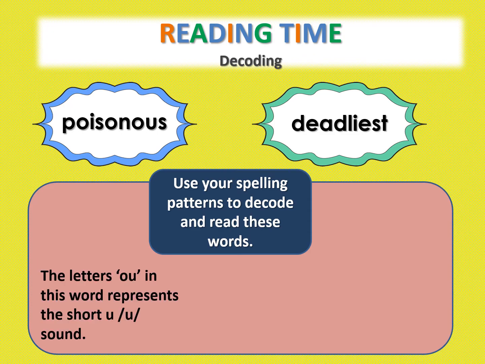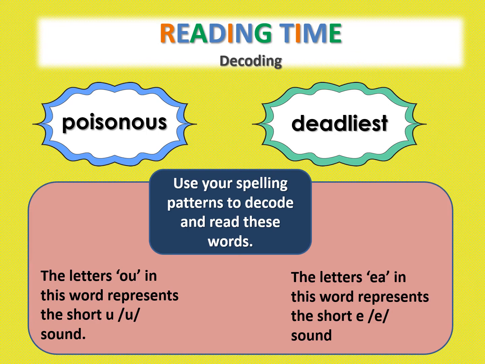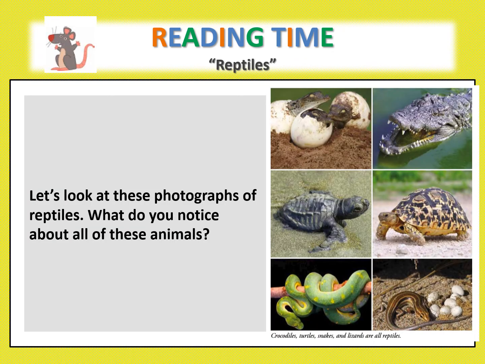Yes, in this first word, the letters OU represent the short U sound, and this word is poisonous. The second word, the letters EA represent the short E sound, and this word is deadliest. Let's look at these photographs of reptiles. What do you notice about all of these animals? The caption underneath this group of photographs says, crocodiles, turtles, snakes, and lizards are all reptiles.